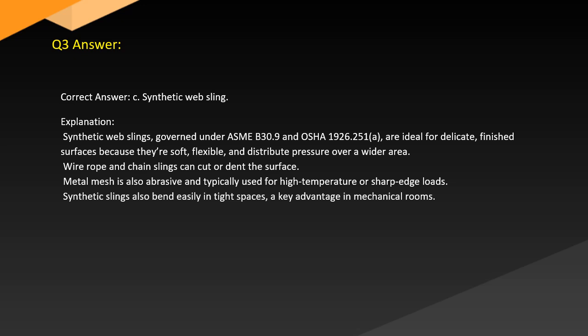Explanation. Synthetic web slings, governed under ASME B30.9 and OSHA 1926.251(e), are ideal for delicate, finished surfaces because they're soft, flexible, and distribute pressure over a wider area. Wire rope and chain slings can cut or dent the surface. Metal mesh is also abrasive and typically used for high temperature or sharp edge loads. Synthetic slings bend easily in tight spaces, a key advantage in mechanical rooms.